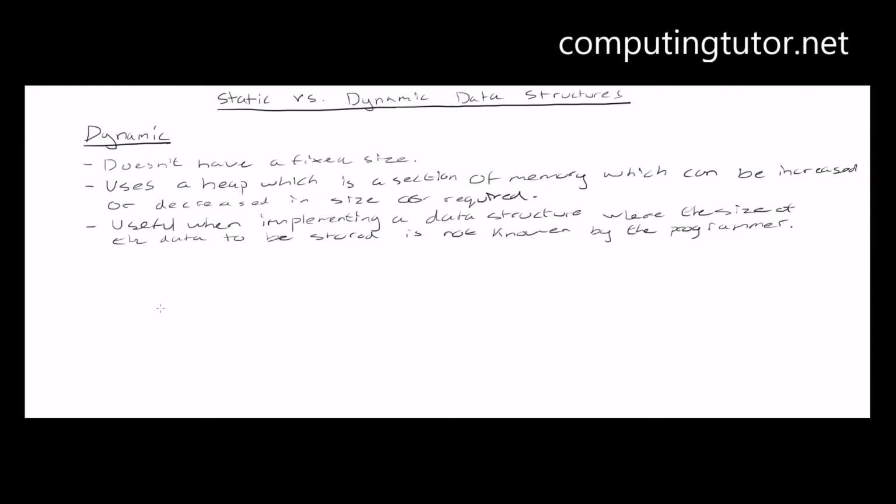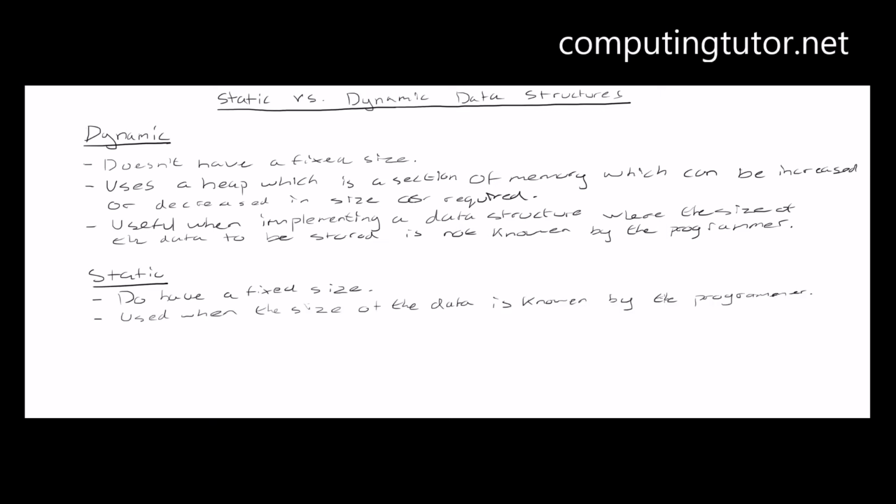Okay, so let's move on to look at static data structures. So static data structures are sort of the opposite of dynamic in that they do have a fixed size. And static data structures are used when the size of the data being stored is known by the programmer beforehand when they're writing the program. And an example of this might be storing an address where you have it stored in a static array, and you know that the address has got 4 lines, so you just have an array with 4 items in it, and each item is the string of that line of the address.